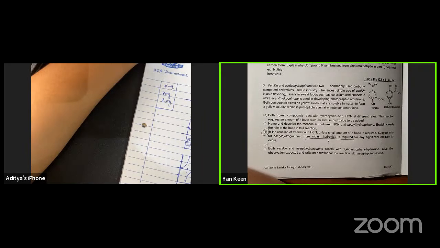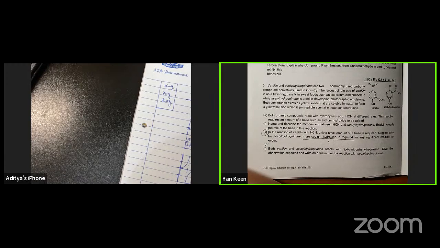Why for the vanillin with HCN is only a small amount of base needed? I'm just going to clarify that first. Do you know why? I thought you need only a small amount regardless of what kind of aldehyde or ketone it is. Okay, so are you saying that's just how the reaction with HCN is, that you need a base? Like when you use a base, you use only a small amount. That's how the reaction goes, is what I thought.